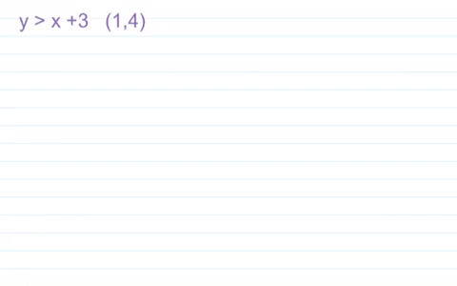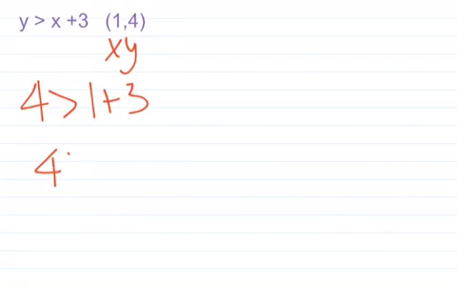Okay? All right, so on your homework, it'll give you a linear inequality, and then it'll have you check that point to see if it's true or false. So all you do is plug it in there. It'll say, determine whether or not the ordered pair is a solution for this linear inequality. Remember, this is your x, that's your y. So we'll do 4 greater than 1 plus 3. That would say 4 is greater than 4, which is a false statement. So this coordinate is not a solution for that inequality.